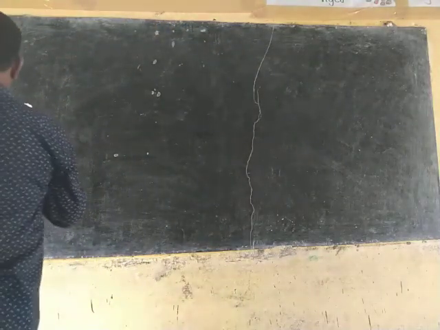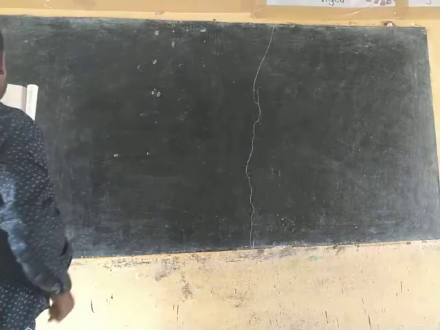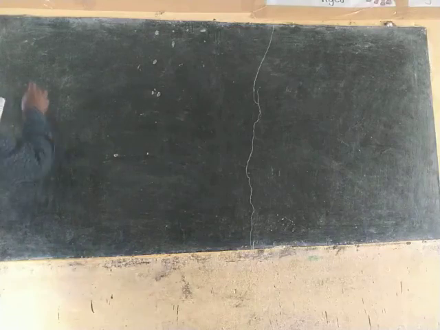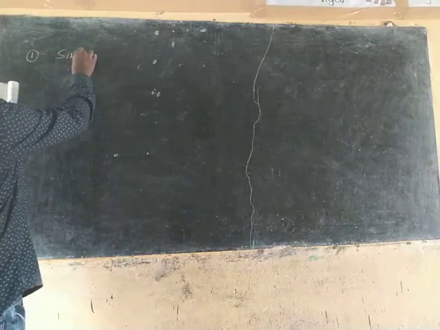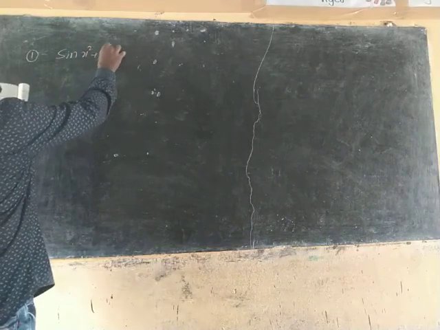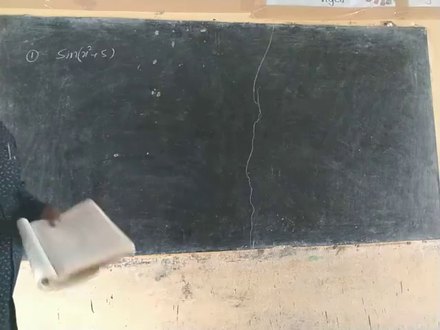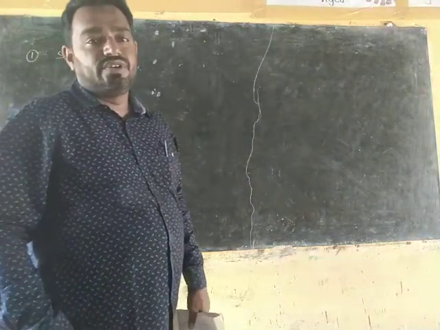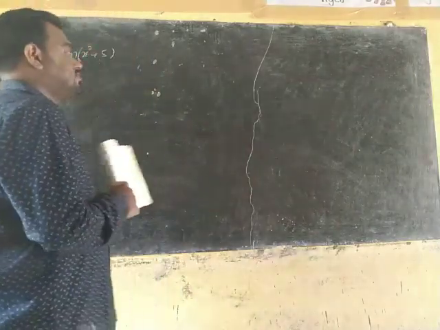Exercise 5.2. Differentiate the functions with respect to x. Exercises 1 to 8. Question number 1: sine of x square plus 5. Very easy questions. But all the questions are composite function derivatives only we are finding. How we are solving, you see.